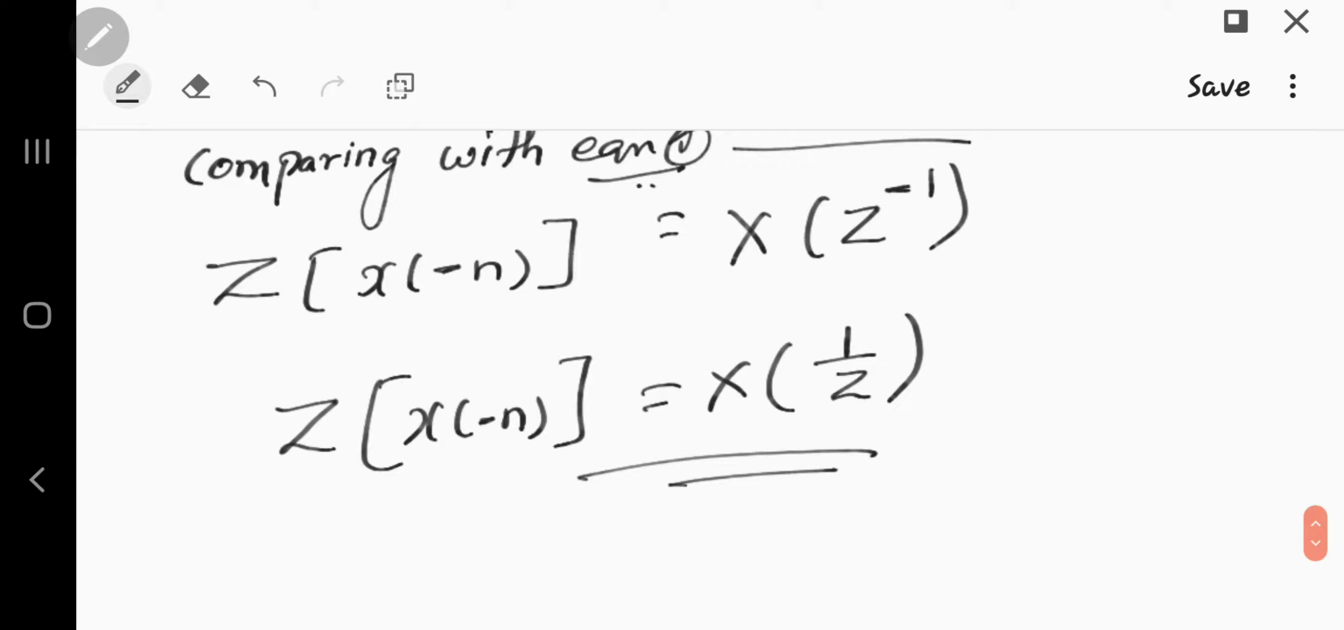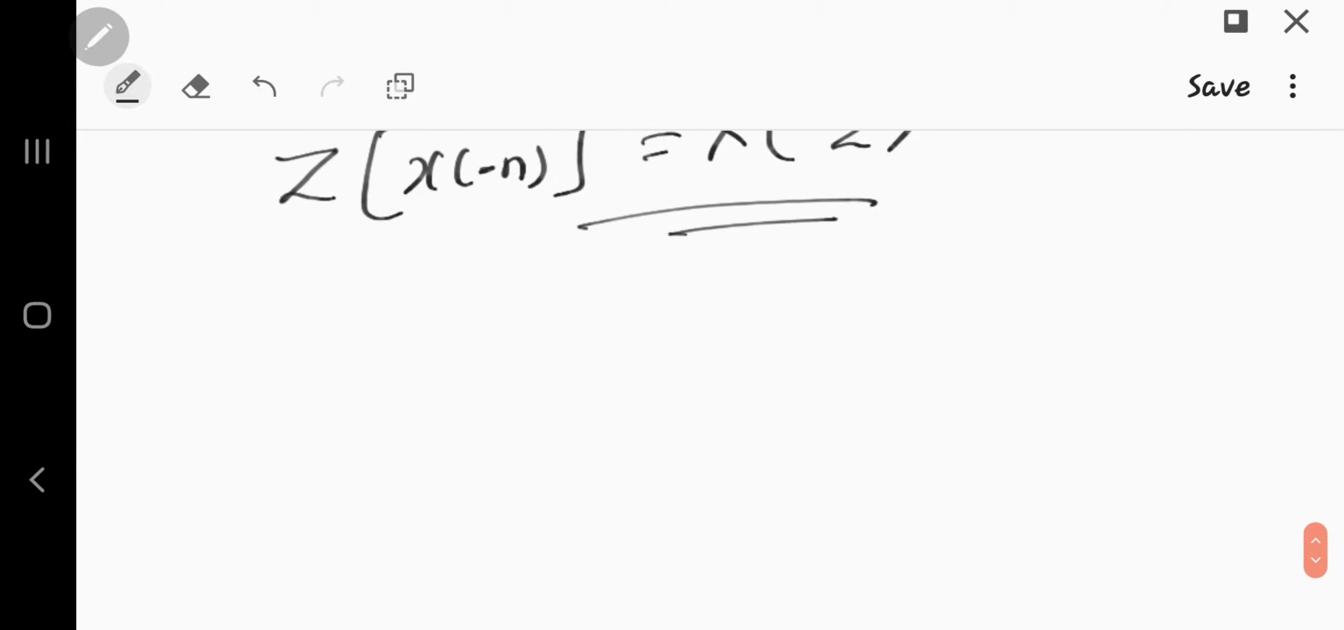Okay. So moving on to the next one, that is time expansion.